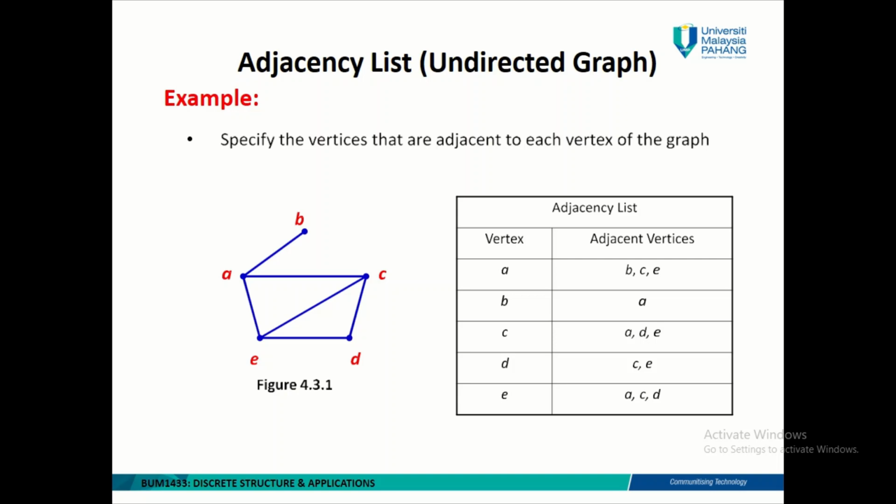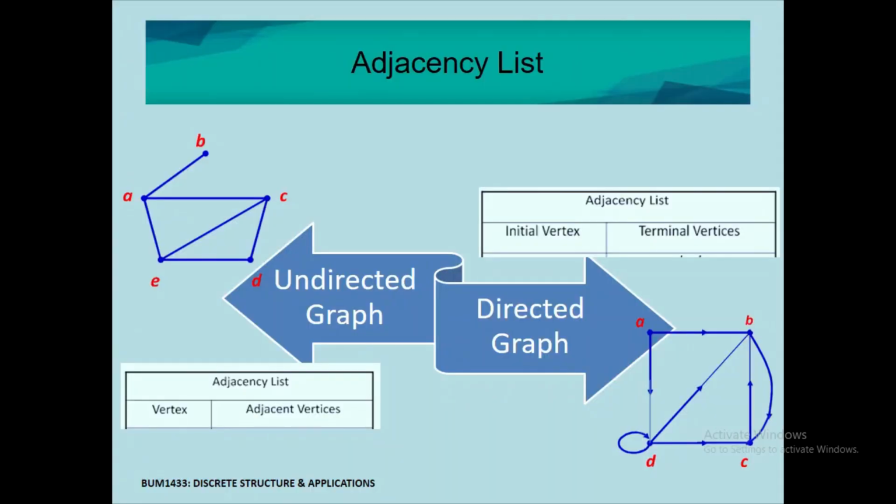Okay, we continue the steps until we get the final answer like this for each vertex of the graph A, B, C, D, E. We can see that E is adjacent to C, D, and A. Okay, let's see the adjacency list for the directed graph.